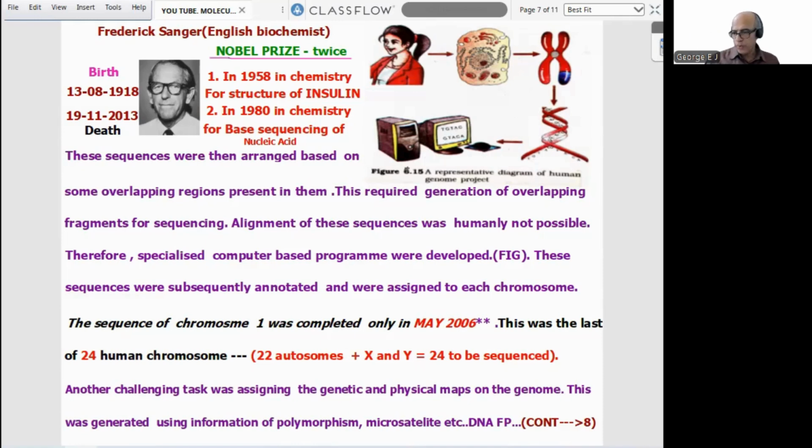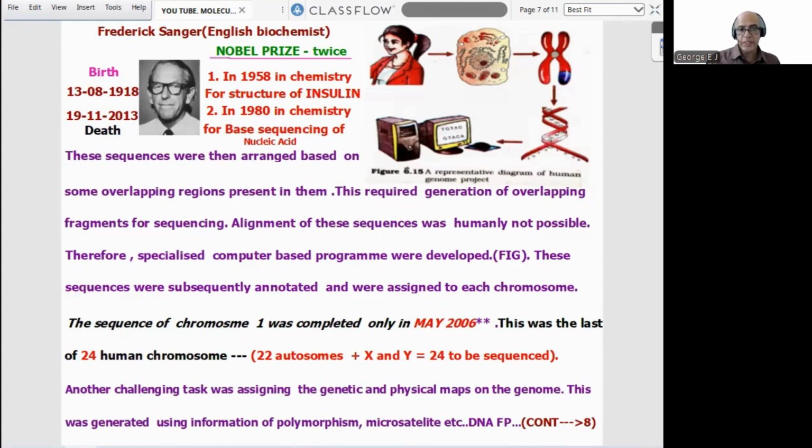The sequence of chromosome 1 was completed in May 2006. That is why it is a 13-year project, 1990 to 2003, it is over, but chromosome 1 was fully completed in May 2006. Still we will say it is a 13-year project. This was the last of 24 human chromosomes. Many will have doubt how it is 24. Humans have 23 pairs, because there are 22 autosomes, and in males you find X and Y, which have to be taken separately. So 22 plus X, 23 plus Y, 24. That is how it became 24 to be sequenced.